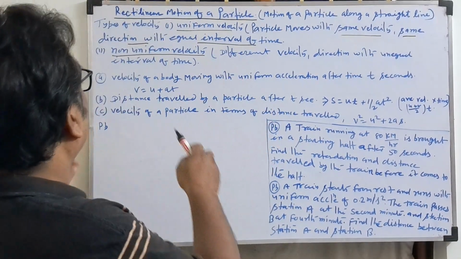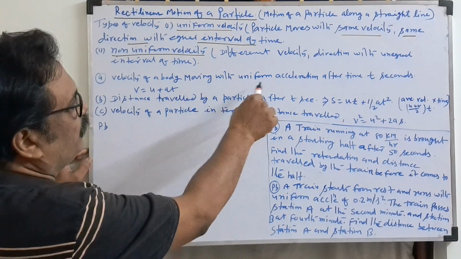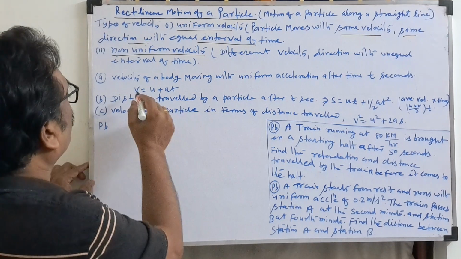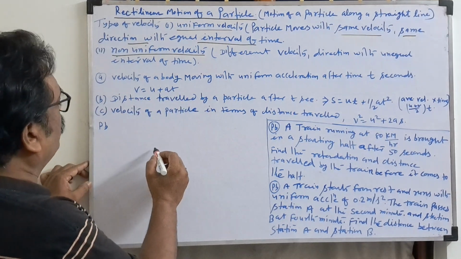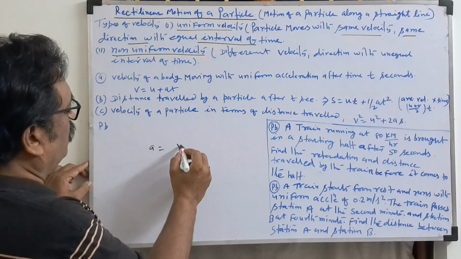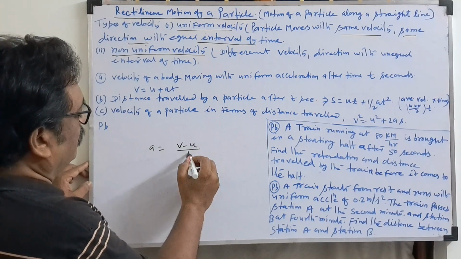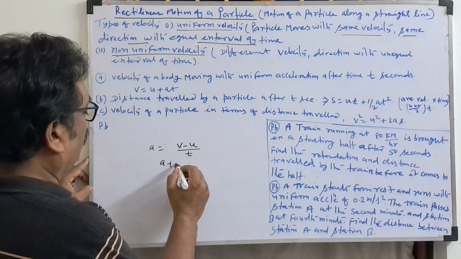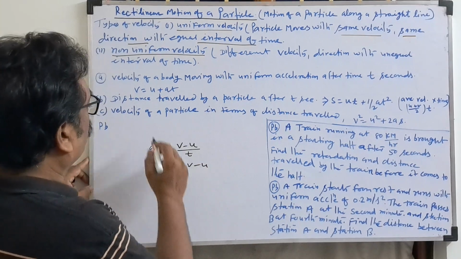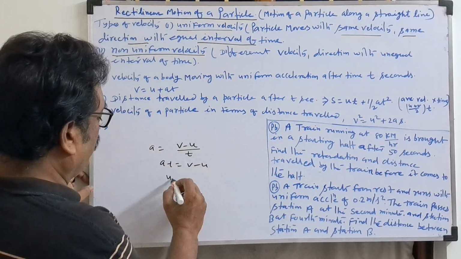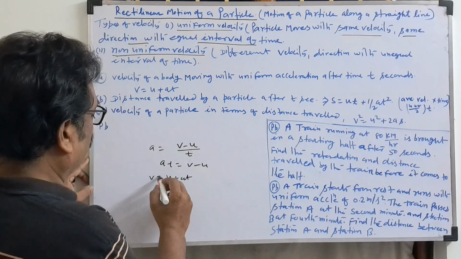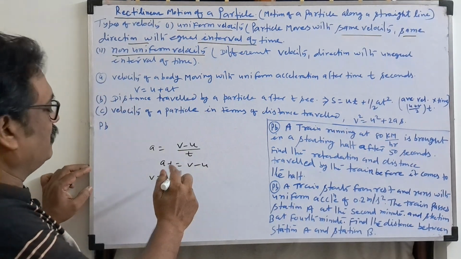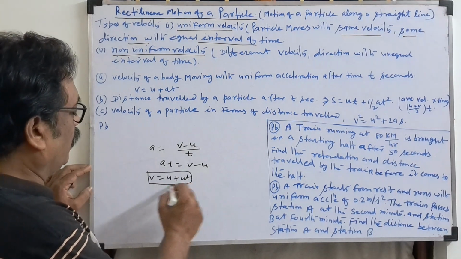What is the first formula? The velocity of a body moving with uniform acceleration after time t seconds. The formula is v equals u plus at. How does it come? Suppose a is equal to final velocity minus initial velocity divided by time taken. So at is equal to v minus u, so v is equal to u plus at. This is the velocity of a body moving with uniform acceleration after time t. This is the first formula.